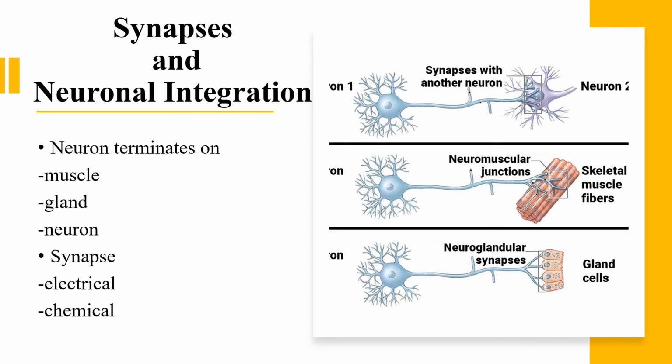The junction between two neurons is called a synapse. And there are two types of synapses. We have electrical synapses and chemical synapses, depending on how information is transferred between the two neurons.